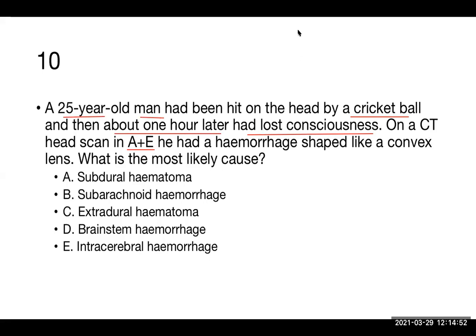On a CT scan of the head in the accident and emergency room, he had a hemorrhage which is shaped like a convex lens. It's seen on the CT. What is the most likely cause? This is a straightforward question. Subdural hematoma, subarachnoid hemorrhage, extradural hematoma, brainstem hemorrhage, or intracerebral hemorrhage? What is the answer?